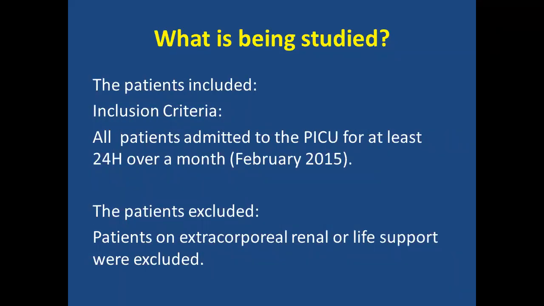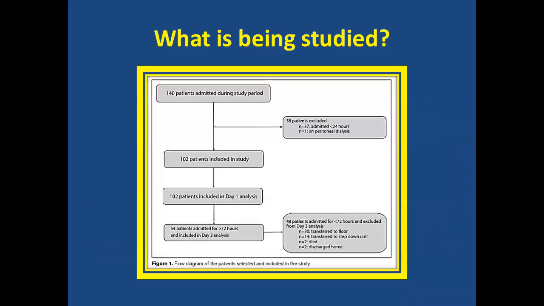So the patients included in the study are all patients admitted to the PICU for at least 24 hours over a month, and patients on extracorporeal renal or life supports were excluded. So 140 patients were admitted during the study period. Out of these 140, 102 patients were included in the study, and these 102 were included in the day one analysis. 38 were excluded because 37 of these were admitted less than 24 hours and one was on peritoneal dialysis. And out of the 102 patients included in day one, only 54 were included in day three, since only these 54 were admitted for more than 24 hours.